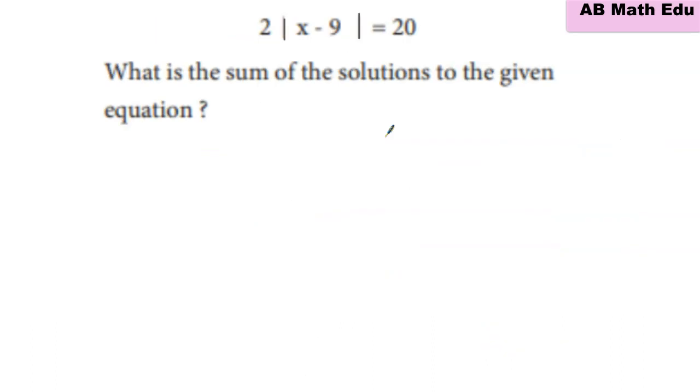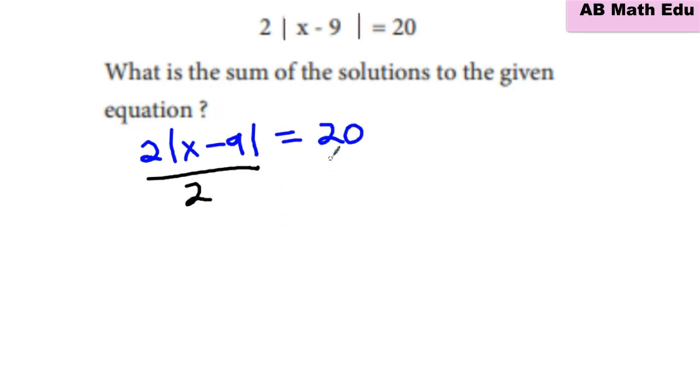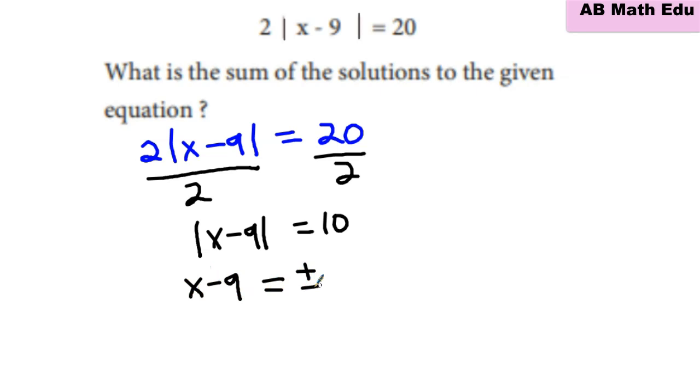Let's look at the next question. We have 2 into the absolute x minus 9 equals to 20, and they want us to find the sum of the solutions. Divide both sides by 2. As we are removing the absolute sign, we're going to consider our 2 numbers that will make it possible. So x minus 9 must be equals to plus or minus 10.